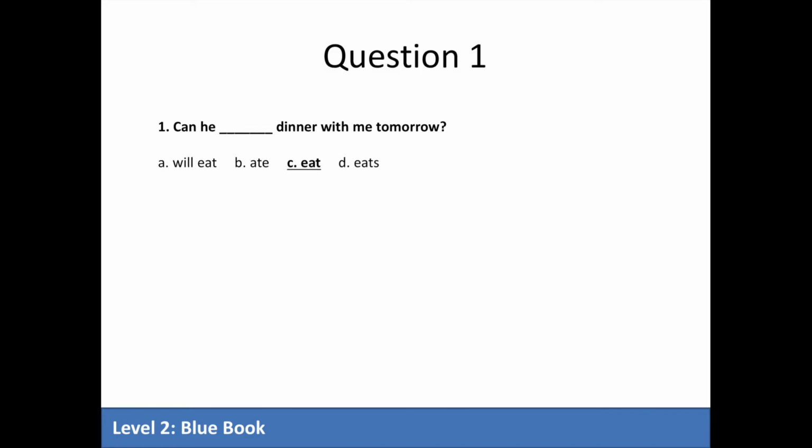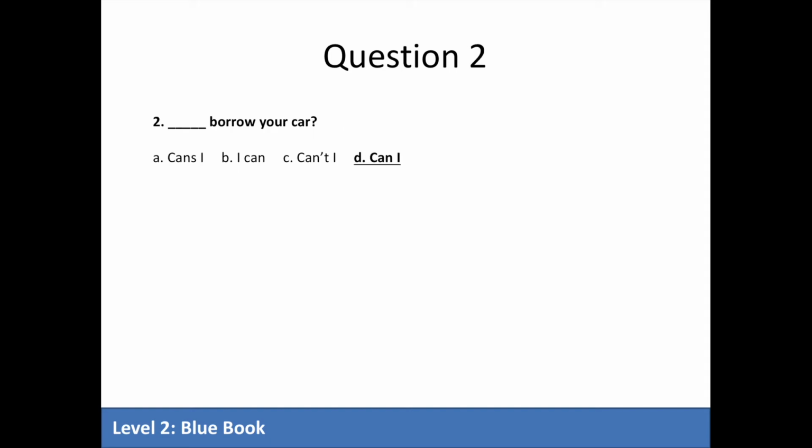Question 1. Can he blank dinner with me tomorrow? Again, in a polite request, we have the modal, and the subject, and the base verb, so C is the correct answer. Question 2. Blank borrow your car. Again, we want to start with the modal, followed by the subject, so D is the correct answer.